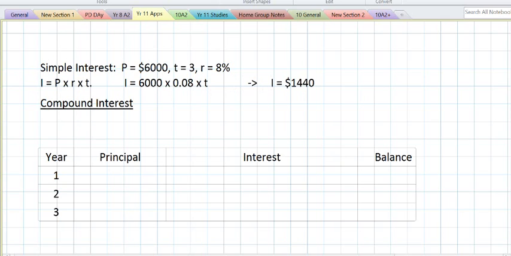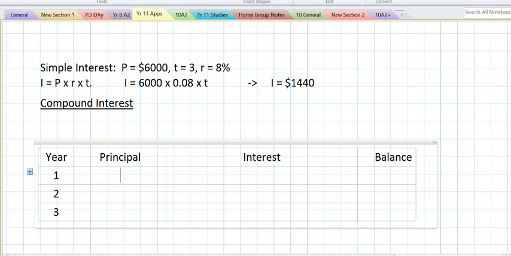Now, compound interest is a little different. I've lost my pen. Compound interest is different because the interest is added at the end of each compounding period. In this case, we're going to talk about years, and we'll start off with just practicing with years. So interest, instead of being given to you at the end of 3 years, is given to you at the end of each year. Alright, the way that works is in the first year, we start off with $6,000. Alright.